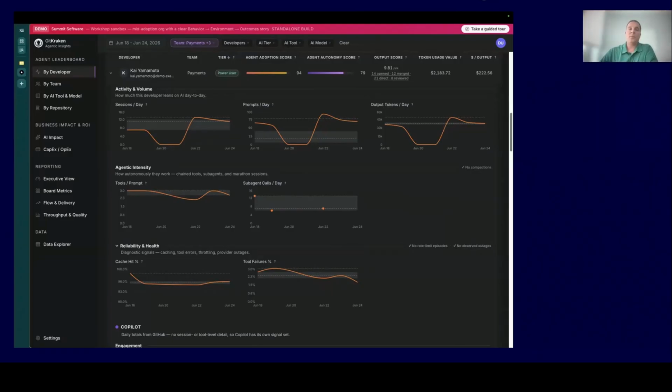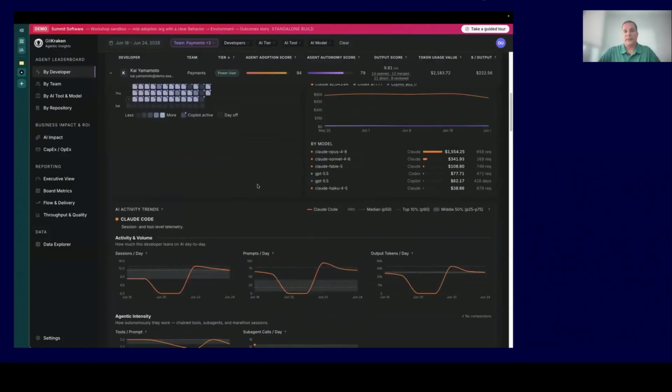Yeah, that's really helpful for internal benchmarking. It's something that comes up a lot: where can we place this in terms of how the rest of the organization is doing? And that's a great insight to call out. Some of the other ones that really stand out as well are sub-agent calls per day or tools per prompt. All of that's super useful.